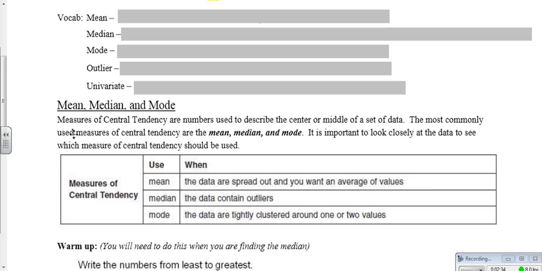All right, so again, when do we use them? Very important to know when to use which one. Because I just mentioned before that mean is affected by an outlier, but median is not. So if you notice, use the median when the data contain outliers. And we'll see what that looks like in a little bit. Use the mean when the data are spread out and you want an average of values. Or mode when the data are tightly clustered around one or two variables, which one shows up the most. That's where you would want to use mode.